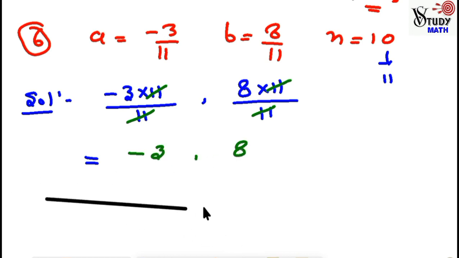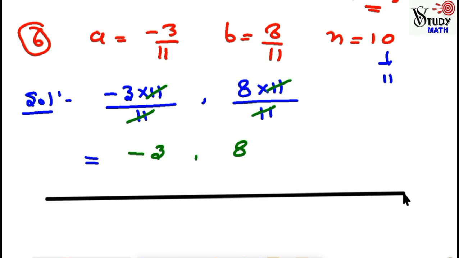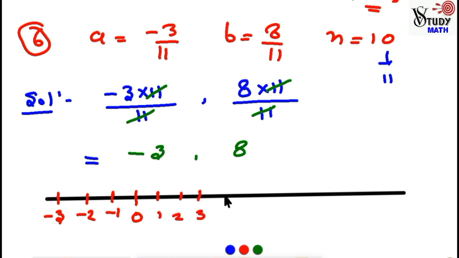This is our number line, and you can see clearly here, if I assume 0 is here, so negative 1 is here, negative 2 is here, and negative 3 is here. Positive 1, positive 2, positive 3, positive 4, positive 5, positive 6, positive 7, and positive 8. So dear students, you can see here we have this 8 and we have this negative 3, and between them we have to tell 10 numbers: 1, 2, 3, 4, 5, 6, 7, 8, 9, 10.